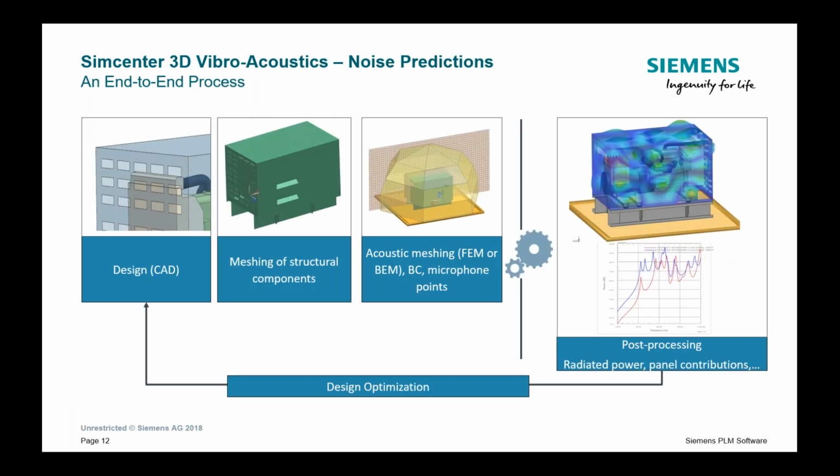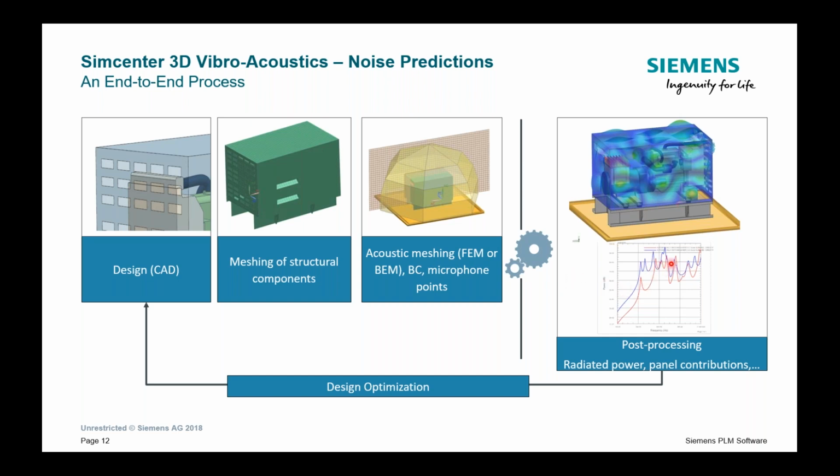So the next step in the process that we used was the acoustic predictions. First of all, the steps here: you've got a computer design and you have your CAD model, which you can then use to do some structural meshing and acoustic meshing, taking into account the boundary conditions and maybe some microphone points. You can then do some acoustic radiation predictions. And so that's kind of the flow of how things work with the acoustic predictions.